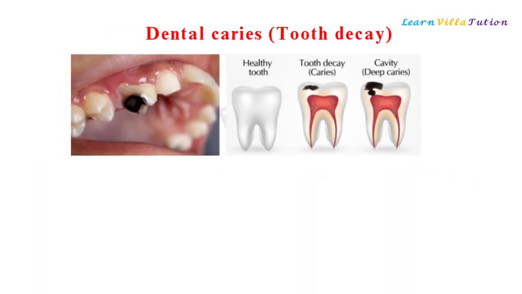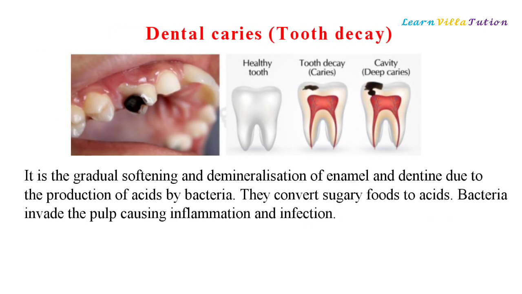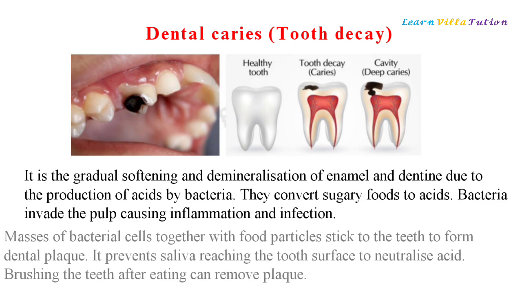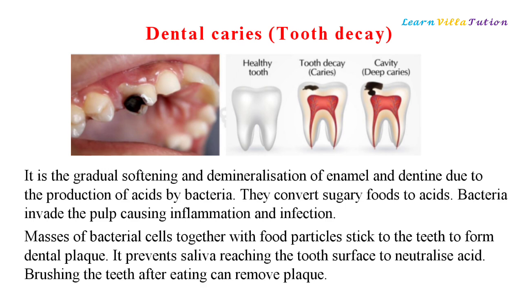Dental caries, or tooth decay, is the gradual softening and demineralization of enamel and dentine due to the production of acids by bacteria. They convert sugary foods to acids. Bacteria invade the pulp causing inflammation and infection. Masses of bacterial cells together with food particles stick to the teeth to form dental plaque. It prevents saliva from reaching the tooth surface to neutralize acid. Brushing the teeth after eating can remove plaque.